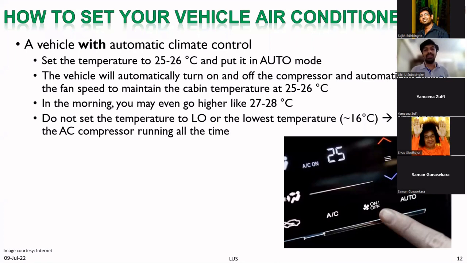In case the outdoor temperature goes below 26, let's say 25 or 24, that means outdoor is very cool. Then the heating system is automatically turned on. If the outdoor temperature is 24 and no air conditioning is working, the inside of the vehicle is also 24. So once you set it to 26, the automatic climate control system will not switch on the air conditioning, but it will automatically turn on the heating system and increase the temperature inside the cabin to 26.